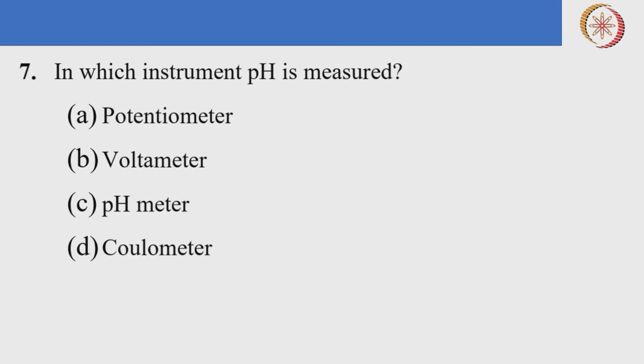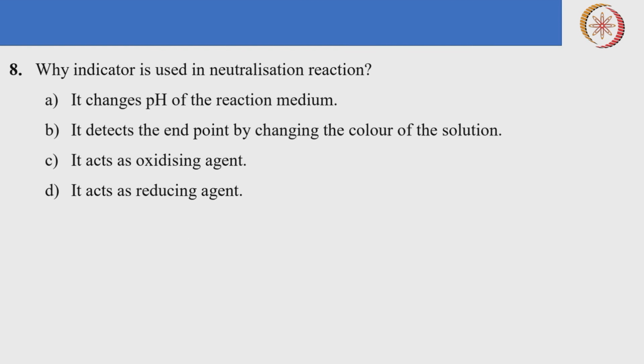So the next question is, in which instrument is pH measured? Potentiometer, voltmeter, pH meter, coulometer. So I think it is very easy. The answer is pH meter, because it is in the name itself. So pH meter.